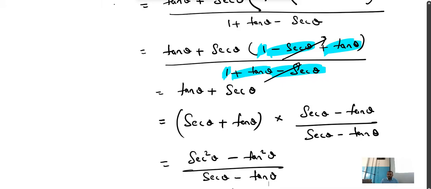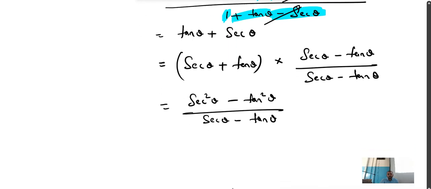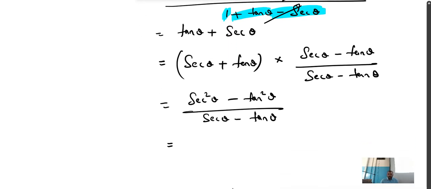See here, a plus b into a minus b is a square minus b square, divided by secant theta minus tan theta. Correct? Is this clear? Now, secant square theta minus tan square theta divided by secant theta minus tan theta.